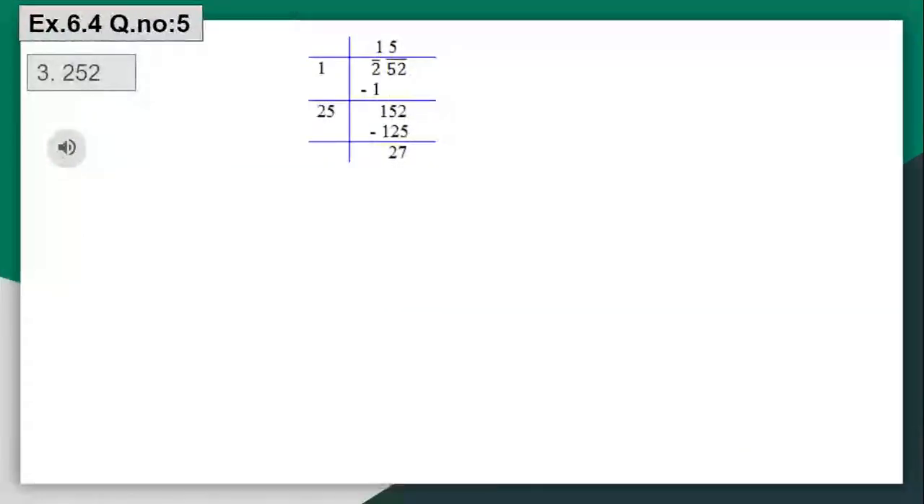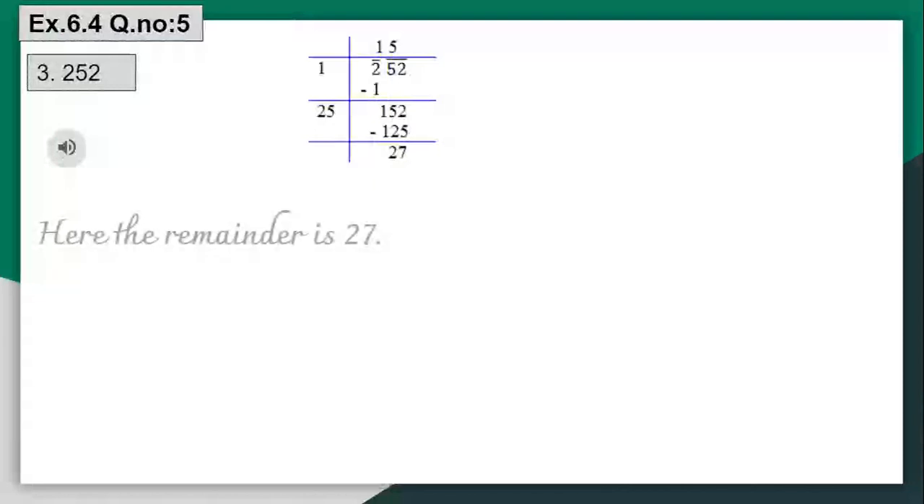Next, third question, that is 252. First, take the square root of 252 by long division method. So here first we are taking 2. So 1 1s are 1, remainder 1. 52 we are keeping down, so we will get 152. Now double of 1, that is 2. Now we have to put such a number that is less than 152. If we put a 6, then it will come more than 152. So we will put a 5 there. So 25 into 5 is 125. Now remainder we got 27.